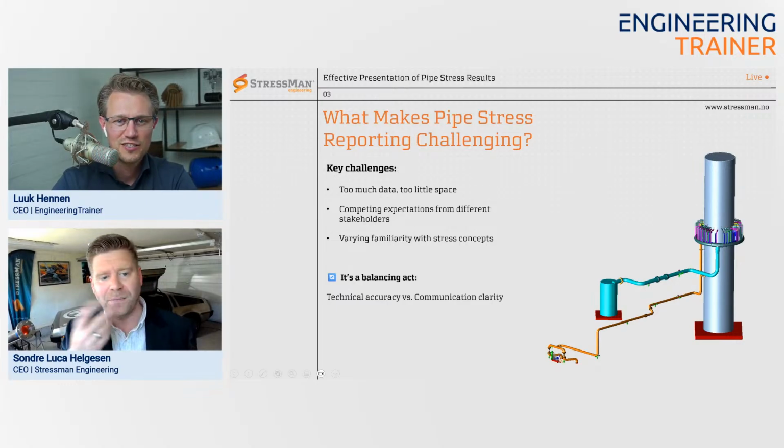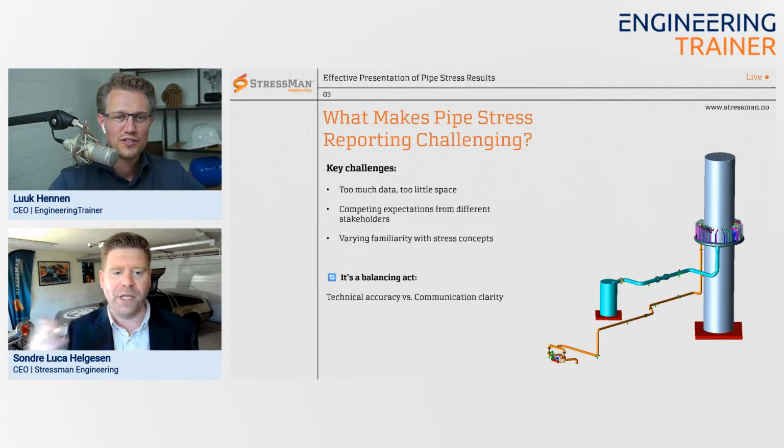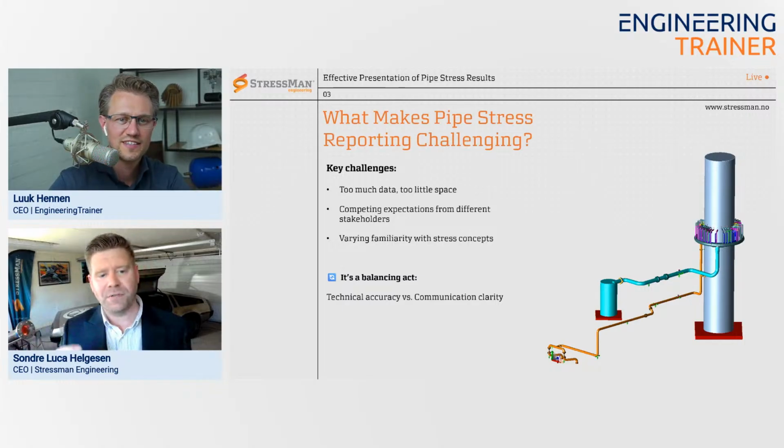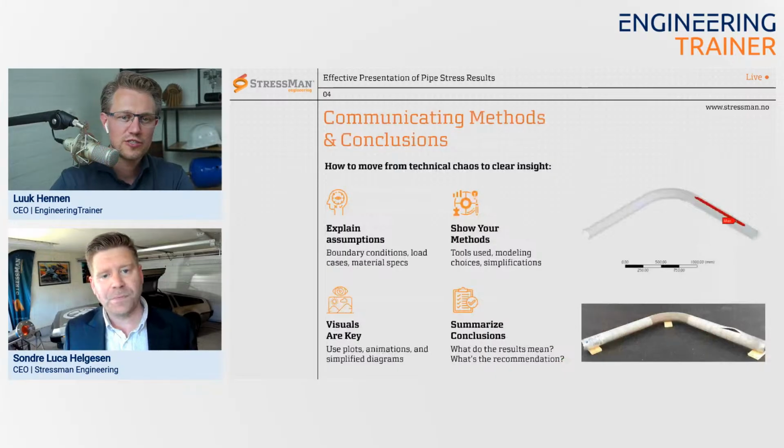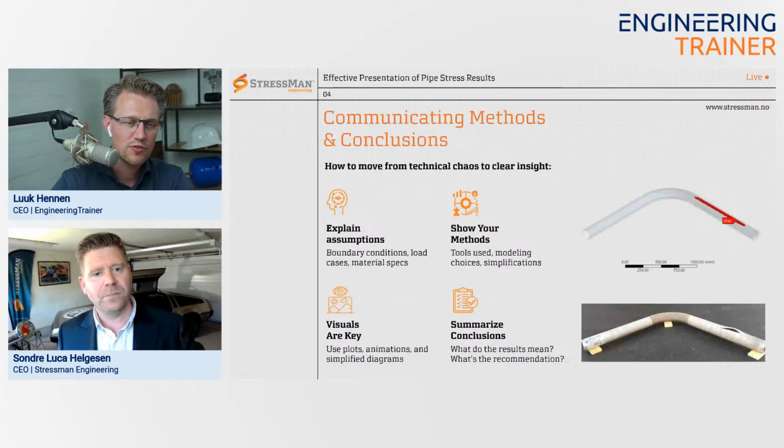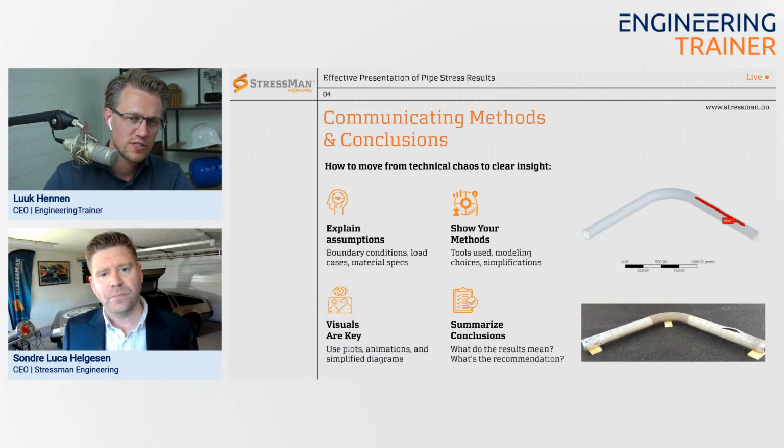So yeah, and then in the report itself, you should have technical accuracy, but also clear communication. Like you mentioned here, competing expectations from different stakeholders. Can you elaborate on that perhaps a little bit? Who are the stakeholders? Who do you write the report for typically in the first place?